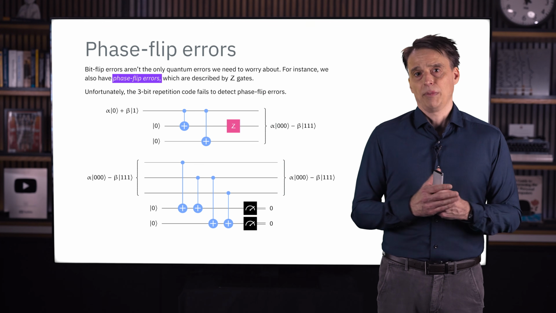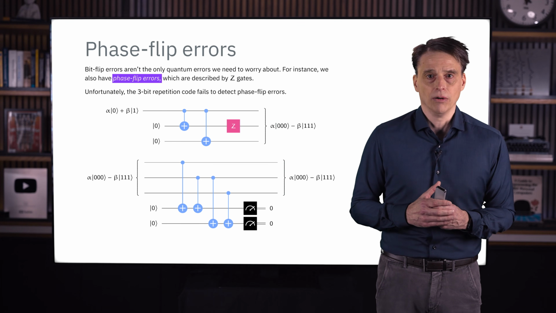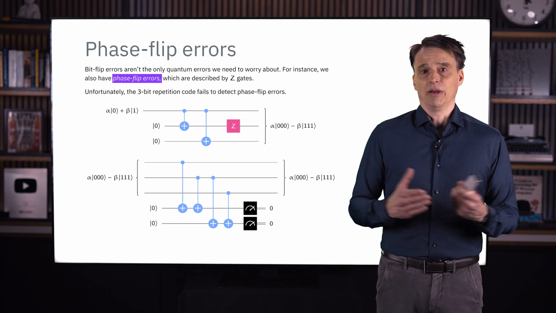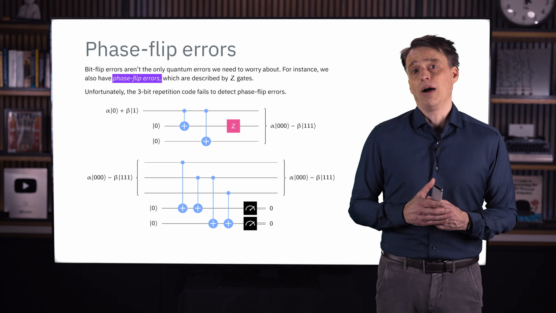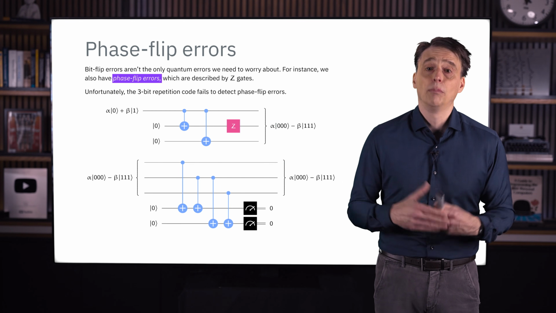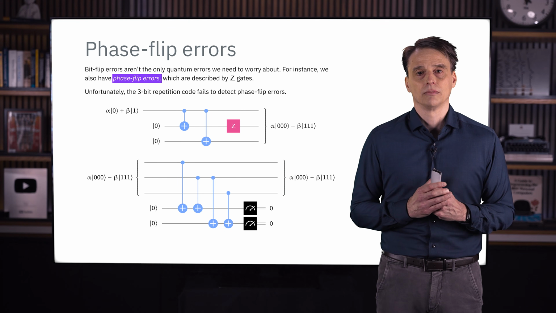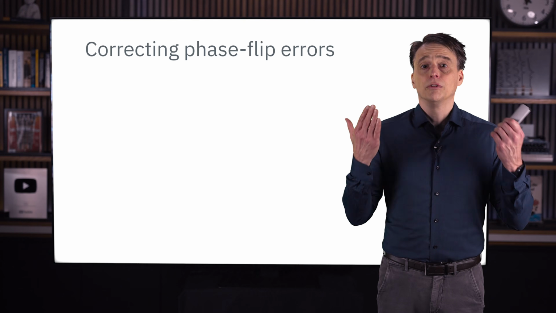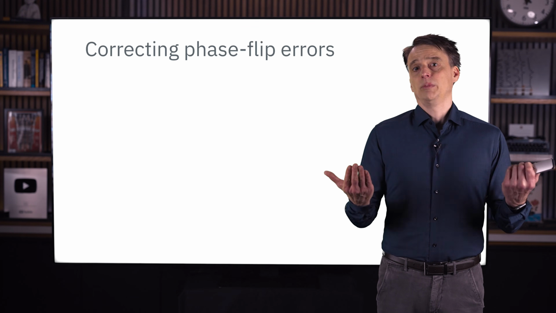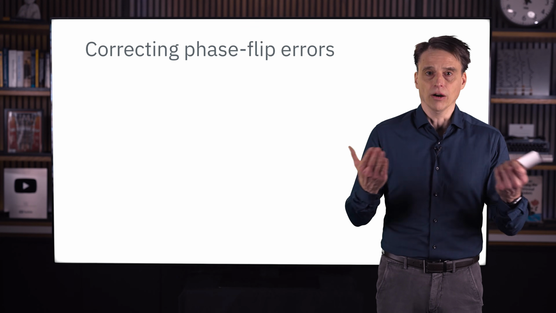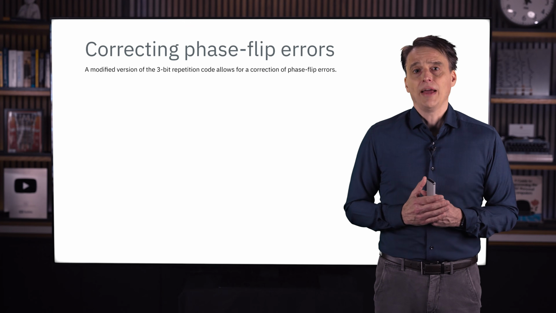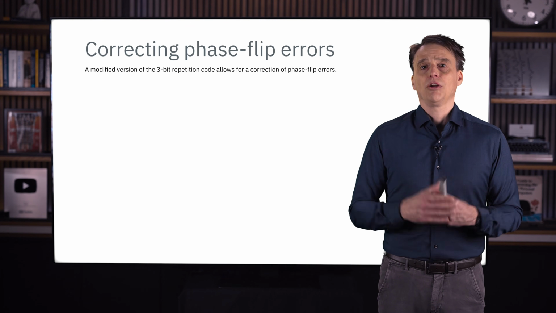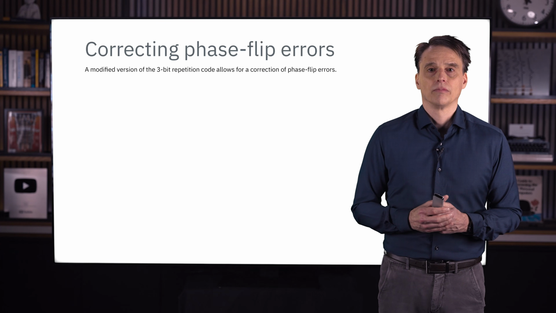So the 3-bit repetition code works for at most 1 bit flip error, but it fails to detect phase flip errors. In fact, it actually makes things worse in some sense, because now we have 3 times as many qubits that could potentially experience phase flip errors. We've observed that the 3-bit repetition code is completely oblivious to phase flip errors, so it doesn't seem to be very helpful for dealing with this sort of error. But in fact, we can modify the 3-bit repetition code so that it does detect phase flip errors, and I'll explain now how this can be done.